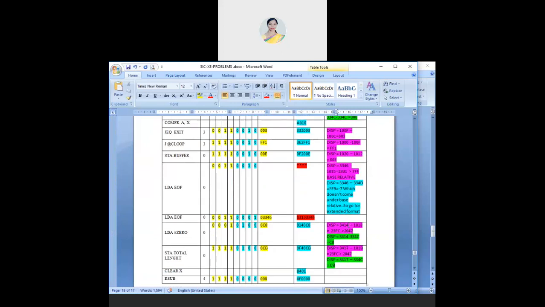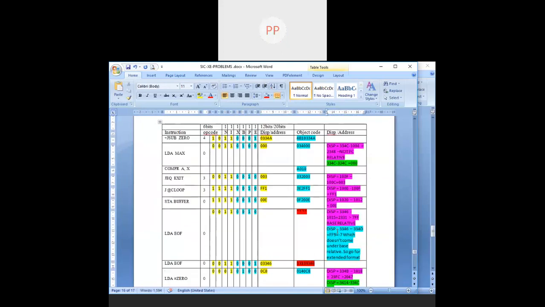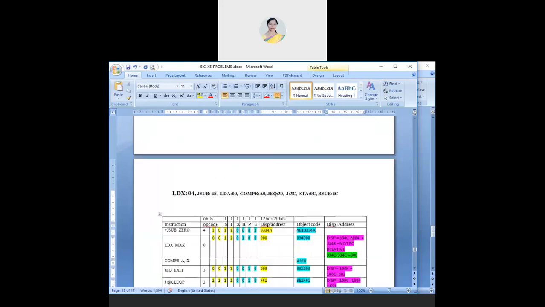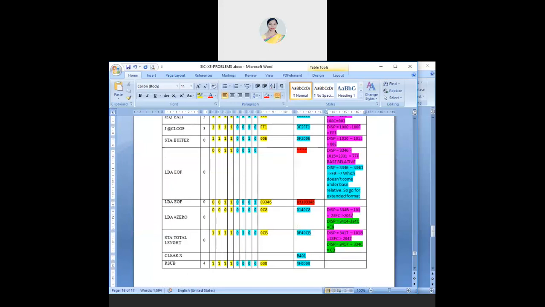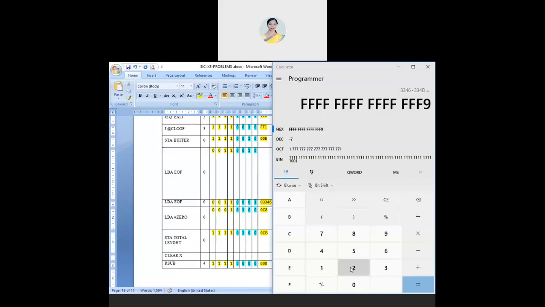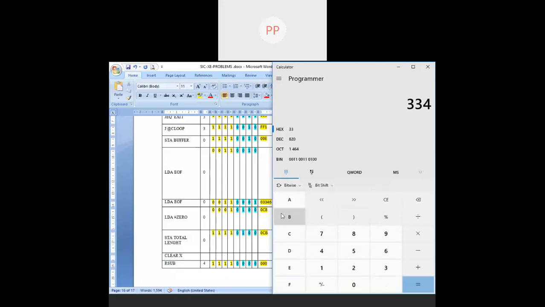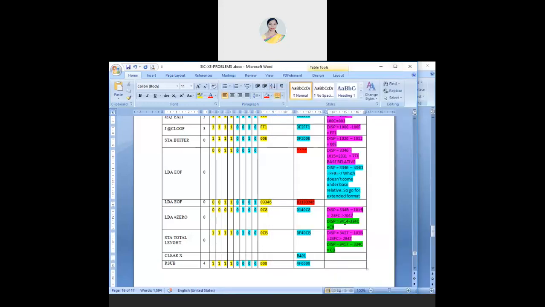So here, 334B minus your PC. What is my PC? 1019, right? So 334B minus 1019 gives 2332, right? Which is greater than 7FF, which is 2047. So then go for the base relative.